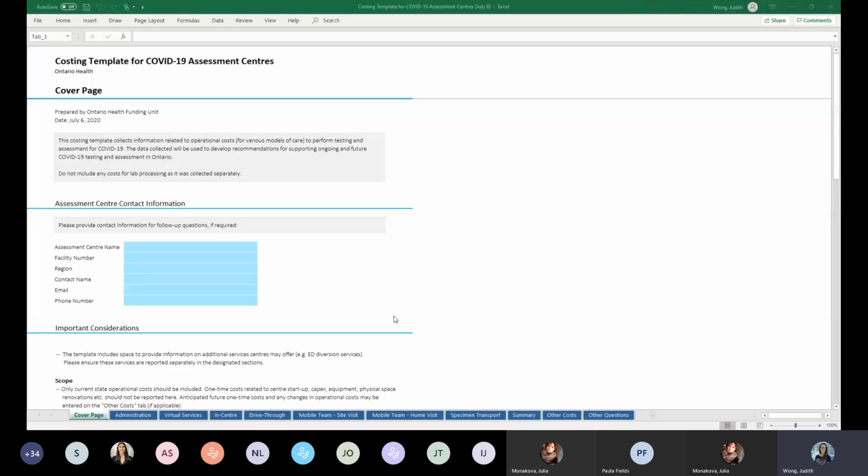because the next step for us after we get the data back from all of your sites is to try to aggregate it and analyze it, comparing assessment centers to each other.